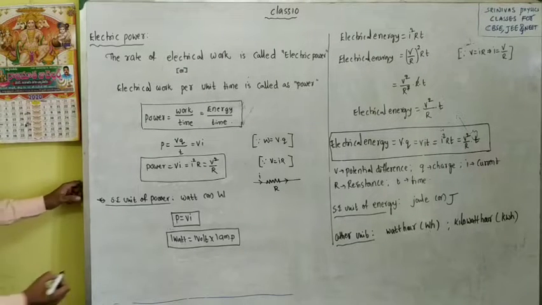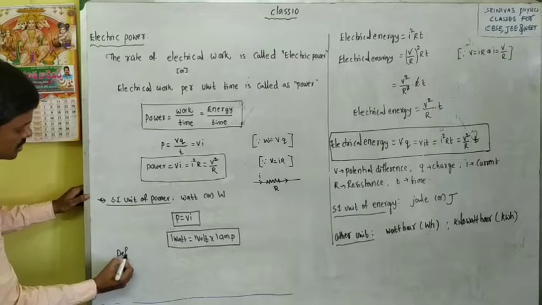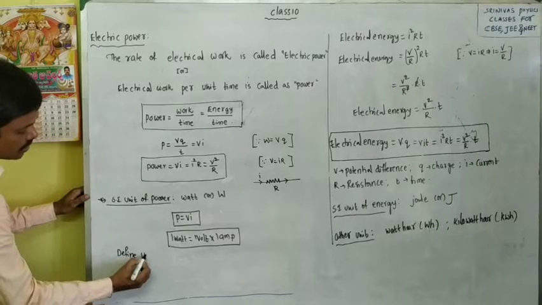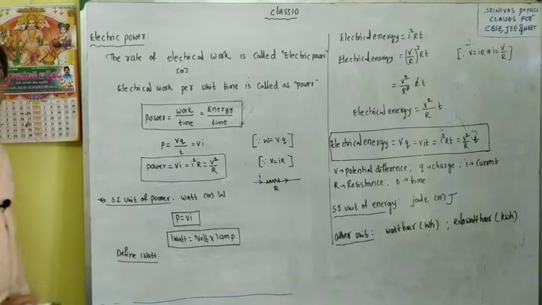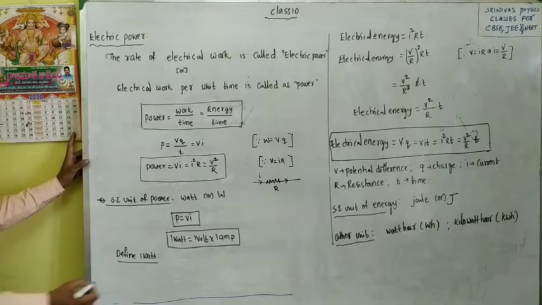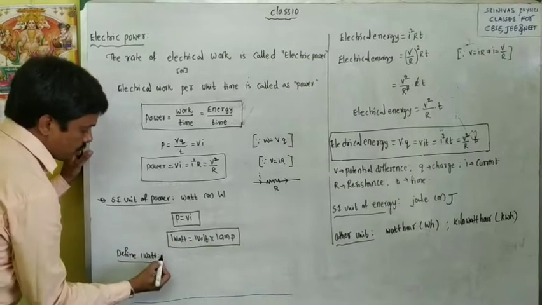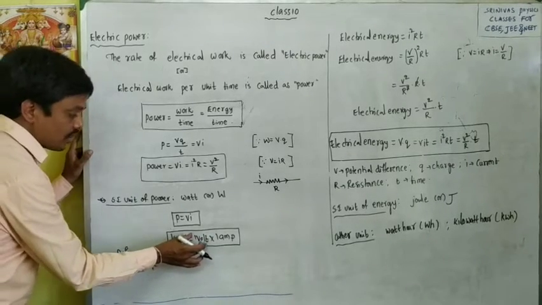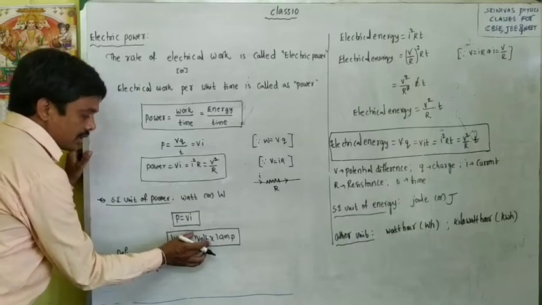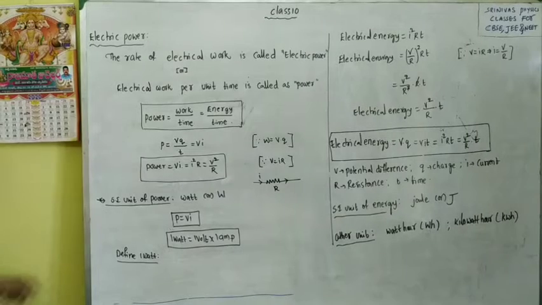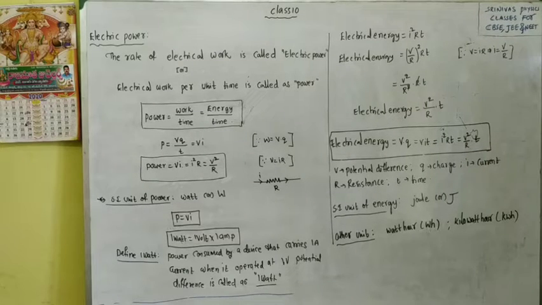Then how to define the 1 watt? Definition of 1 watt. Okay. Power consumed by an appliance when 1 volt potential difference causes 1 ampere current in it. Okay. And this is the definition of 1 watt. Now let us continue. Electrical power unit we got is watt.